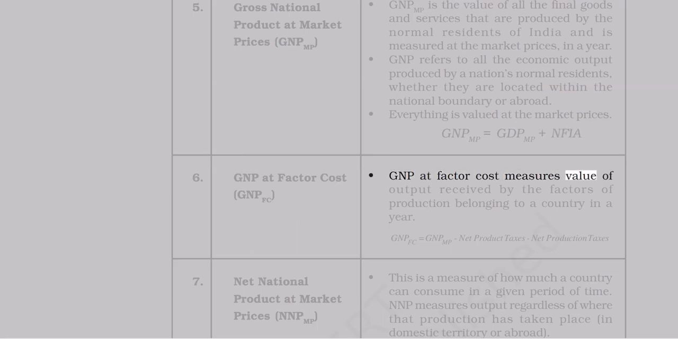GNP at factor cost measures the value of output received by the factors of production belonging to a country in a year. FC = MP - net product taxes, net production taxes. This is a measure of how much a country can consume in a given period of time. NNP measures output regardless of where that production has taken place, in domestic territory or abroad.